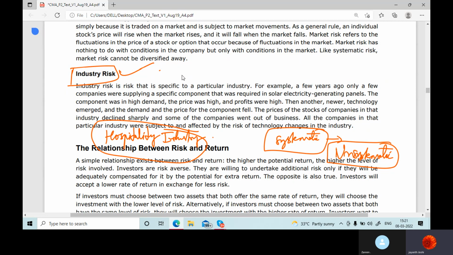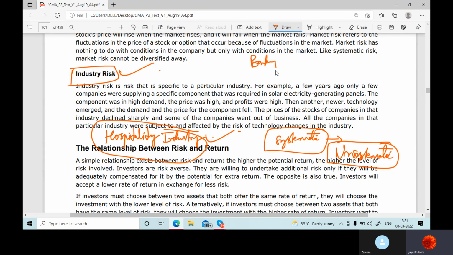If you have invested in the hospitality industry, better you can go for banking, or you can also opt for software. Suppose I have taken 3 stocks of the hospitality industry, 2 stocks of banking, 5 stocks of software. Still, I can expect good returns. Why? Because I have diversified my investment across various industries.